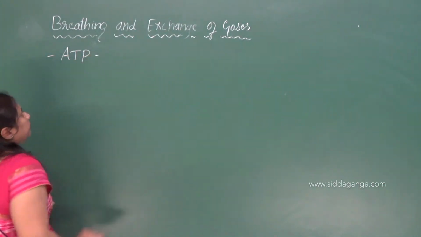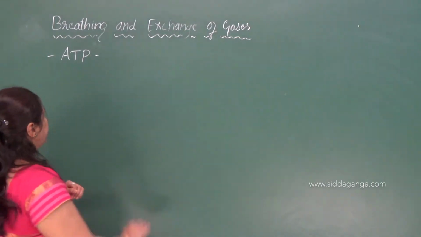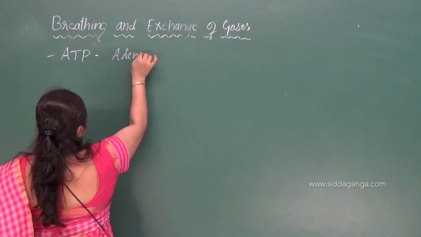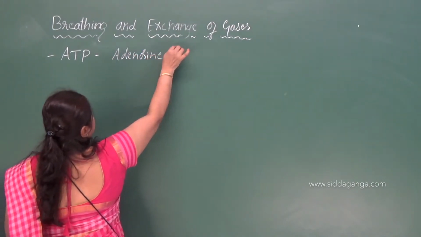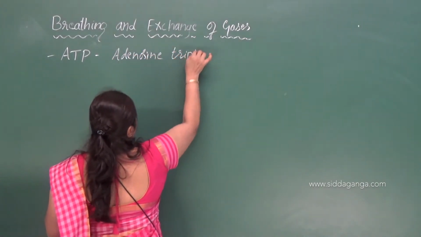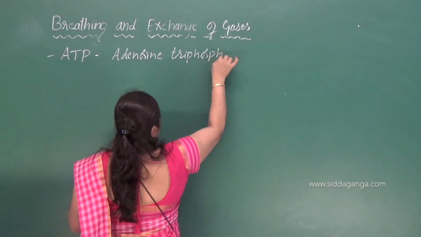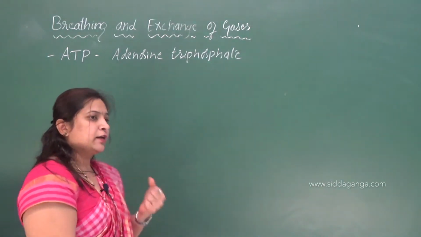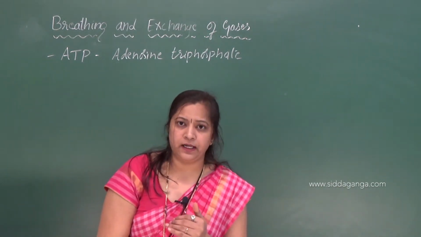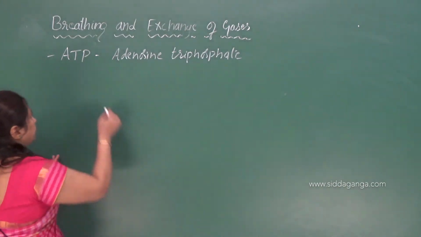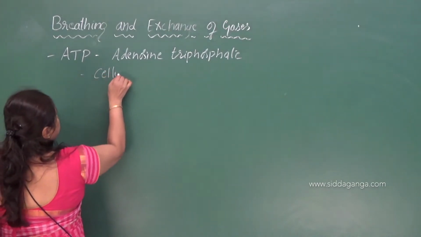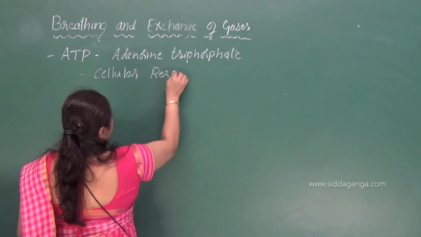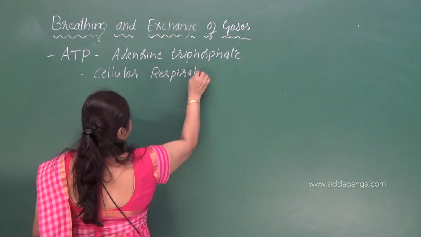ATP. So what is ATP? The long form of ATP is adenosine triphosphate. So in animals, the energy is produced in the form of adenosine triphosphate in the body cells by a process called cellular respiration. By a process called cellular respiration.